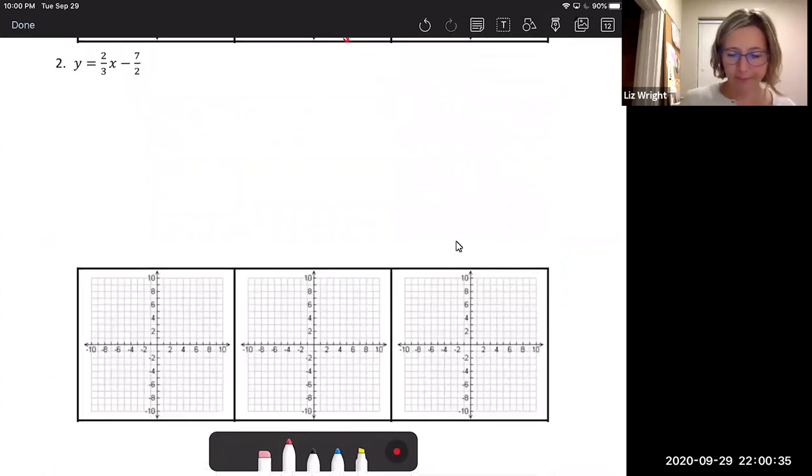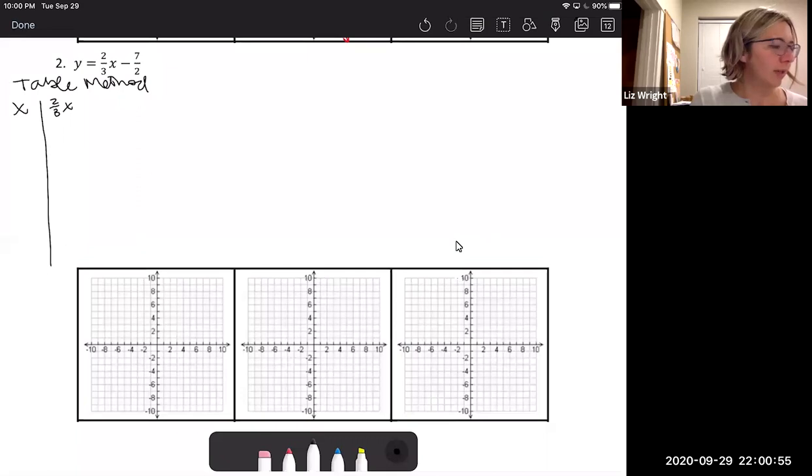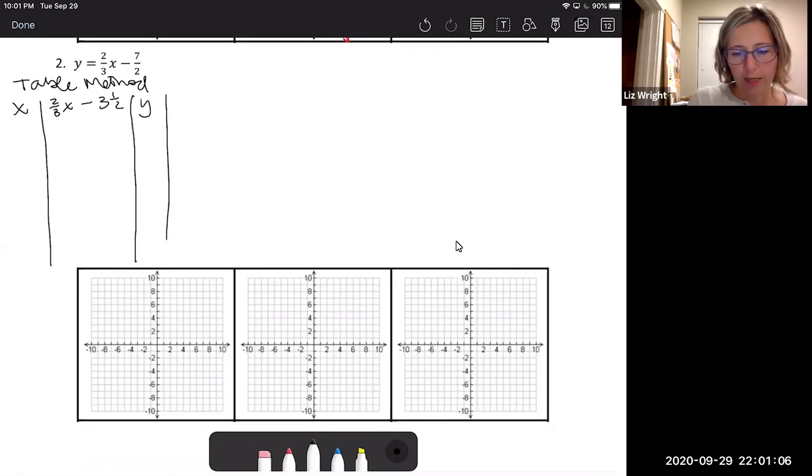Let's do our table method. Table method. So we've got our x, we've got our equation. It's going to be 2/3 x. I'm trying to decide. Yeah, I'm going to change this one into a mixed number. This is the one where I like to change the y-intercept into a mixed number, and I'll tell you why in a minute. And then it's going to be y, and then we're going to do our ordered pair over here.